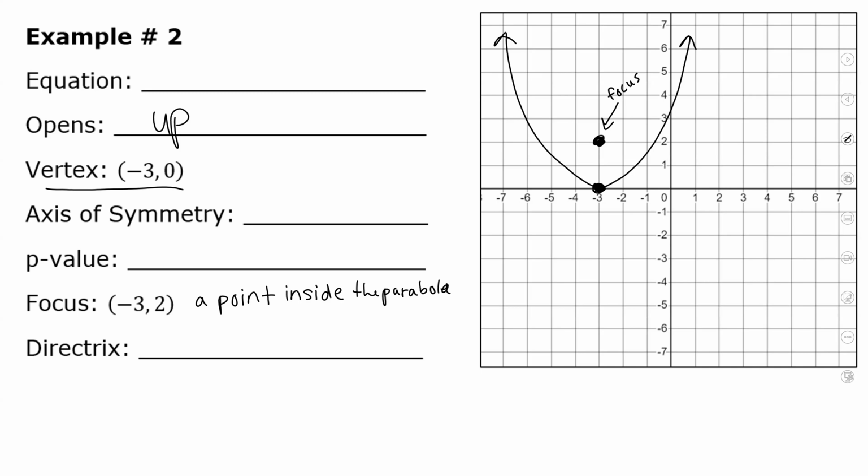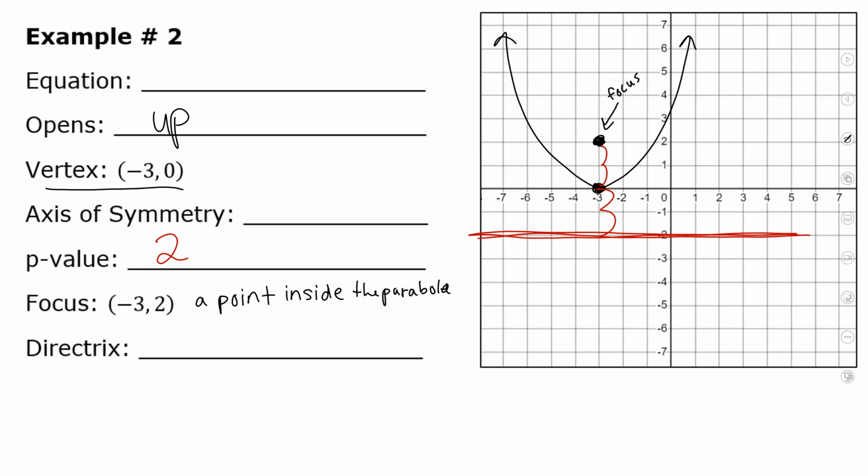How far is the vertex from the focus? How many spaces away is it? Yep, it's 2 spaces. So that means my p value is 2. Now, if my focus is 2 spaces away, that means my directrix also needs to be 2 spaces away. So this is my directrix. They need to be the same distance away from the vertex.